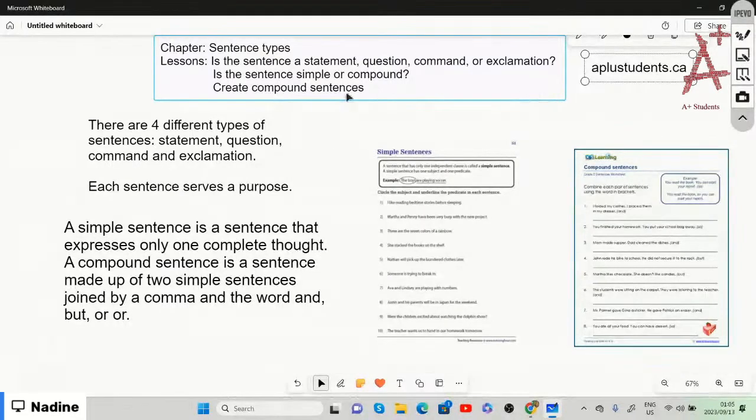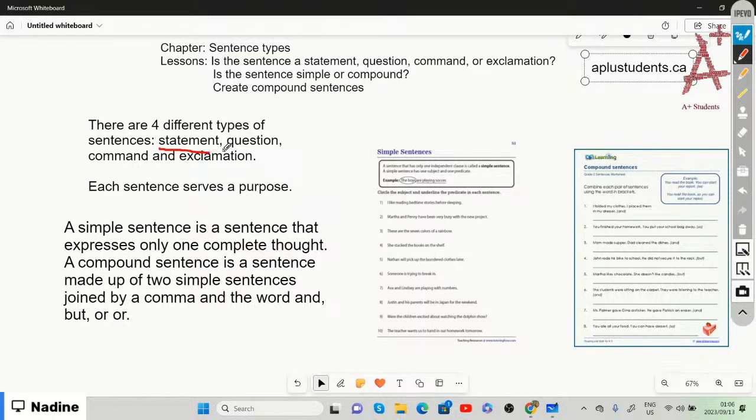All right, so with sentence types, the first lesson is: is the sentence a statement, a question, a command, or an exclamation? With sentence types, there are 4 different types of sentences. We have a statement, we have a question, we have a command, and we have an exclamation.